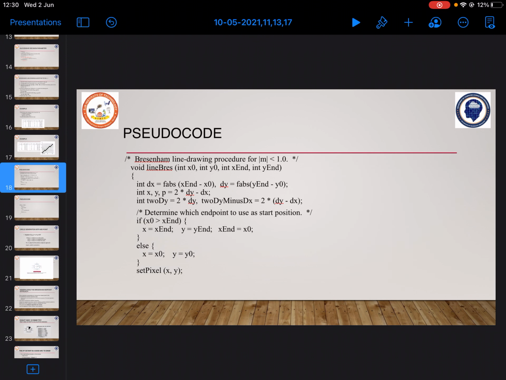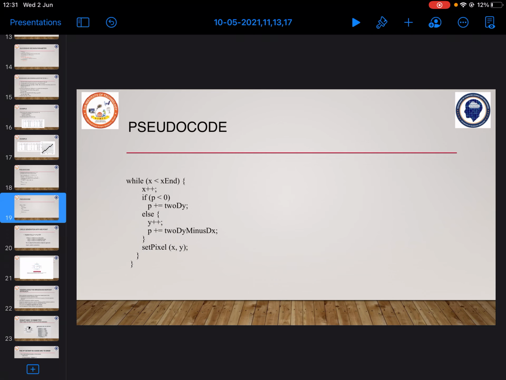The pseudo code for this case is: void lineBresenham(int x0, int y0, int xEnd, int yEnd). dx is equal to fabs(xEnd minus x0), and so on. Then int x, y; p is equal to 2 times dy minus dx, where we initialize the initial pk value. Then, with respect to 2 dy, determine which end point to use as the start position. If x0 is greater than xEnd, then x is equal to xEnd, y is equal to yEnd, and xEnd is equal to x0; otherwise x is equal to x0 and y is equal to y0. Set the pixel x, y.